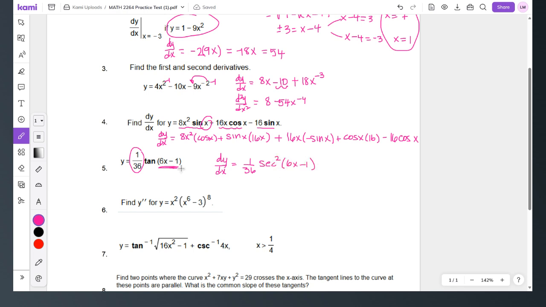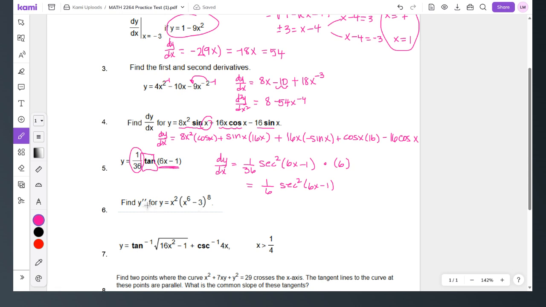So derivative of the trig function, leave the inside alone. And remember that angle never changes anyway. And I'm going to multiply that by 6. I can move the 6 to the front so I can reorder everything. So 6 over 36 is 1 over 6 secant squared 6x minus 1. All right.